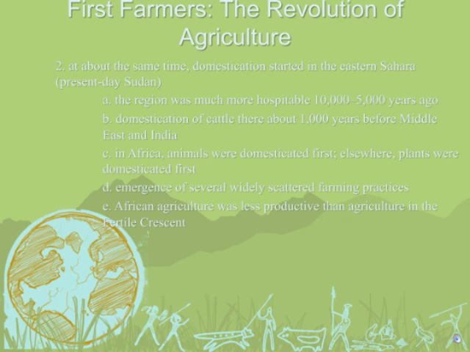Emergence of several widely scattered farming practices, just based off of different types of irrigation and any type of crop rotation, if that even really existed. There was evidence of definitely over-farming the land in the very beginning stages. African agriculture was less productive than agriculture in the Fertile Crescent, but there are going to be some benefits, especially Egypt along the Nile.